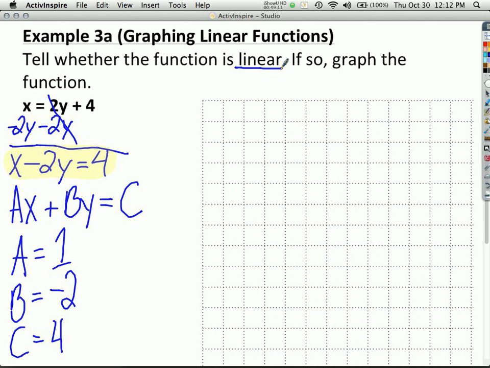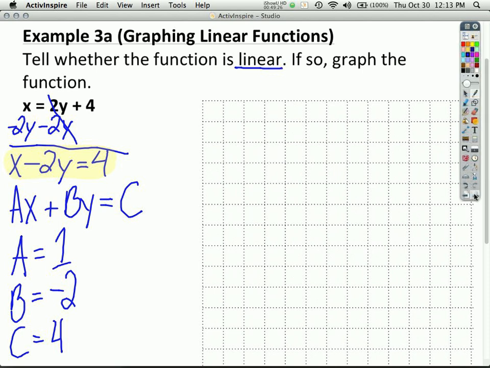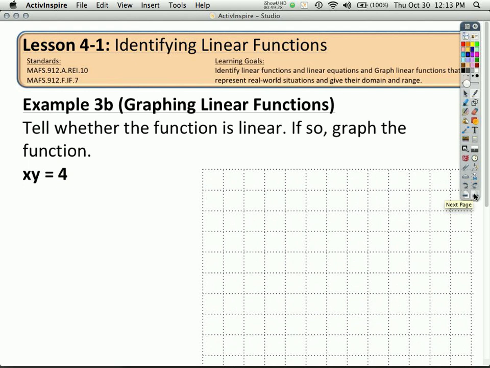Now, we're supposed to graph this, and you're going to graph for homework, but I have limited time, so I'm going to focus on converting to standard form and telling whether or not something's linear. So we're going to skip this, even though we're not supposed to. Okay? And let's go to part B. Tell whether this function is linear. If so, graph the function.